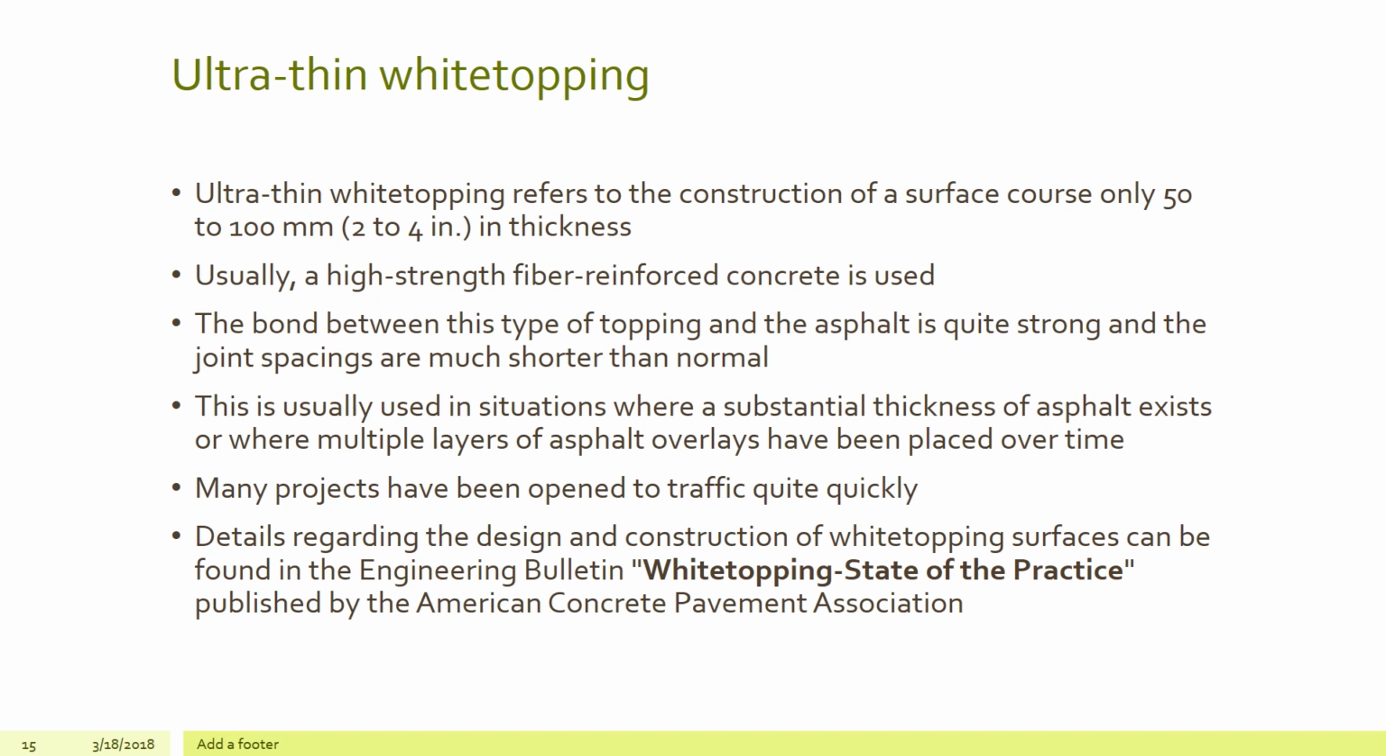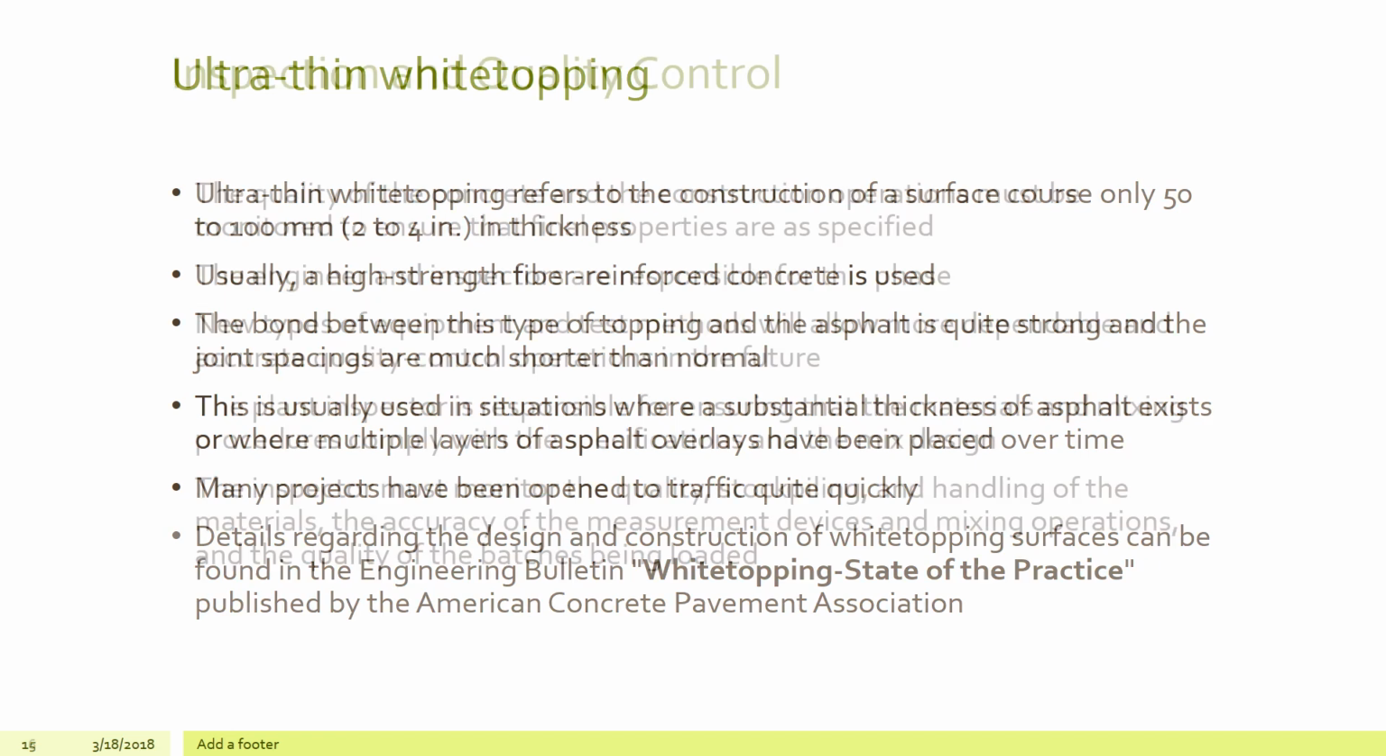Ultra-thin whitetopping refers to the construction of a surface course only 2 to 4 inches in thickness. Usually a high-strength fiber reinforced concrete is used. The bond between this type of topping and the asphalt is quite strong, and the joint spacings are much shorter than normal. This usually is used in situations where a substantial thickness of asphalt exists or where multiple layers of asphalt overlays have been placed over time. Many projects have been open to traffic quite quickly, and details regarding the design and construction of whitetopping surfaces can be found in the Engineering Bulletin, Whitetopping, State of the Practice, published by the American Concrete Pavement Association.